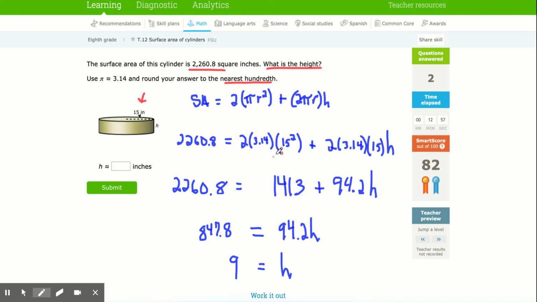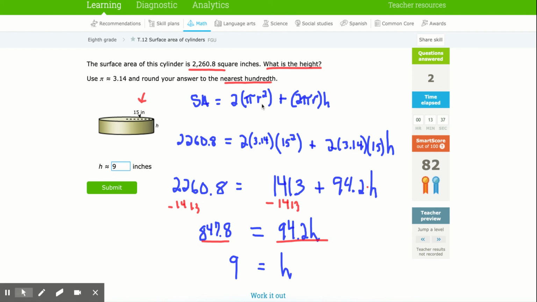So again, these numbers multiplied gave me 1,413. These three numbers multiplied together gave me 94.2 times h. Now don't add those, because this h is being multiplied by it. What I needed to do is subtract the 1,413 from both sides. And that gave me 847.8 equals 94.2 times h. Now I divide by the 94.2, not the h, on both sides, and it gives me an h value of 9.